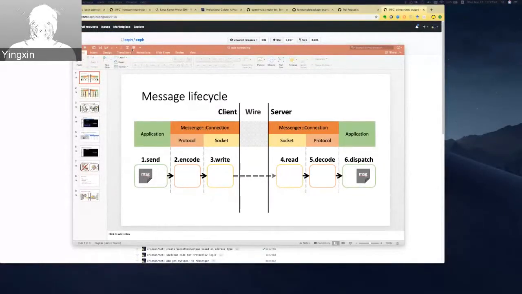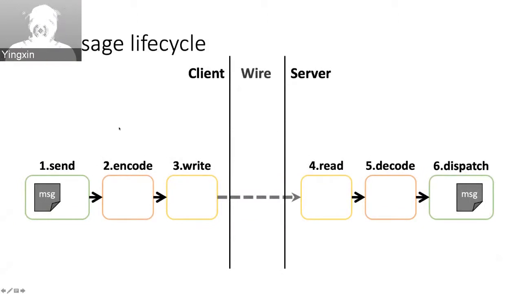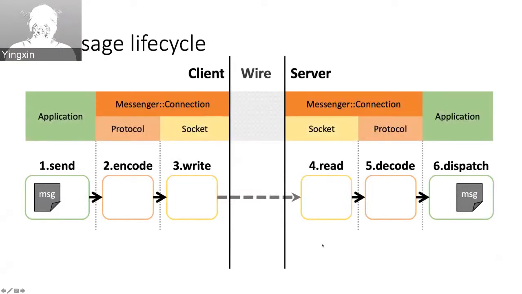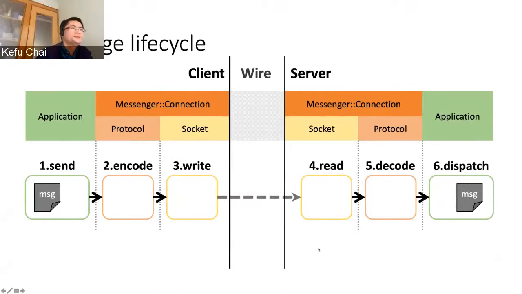I can. Okay, this is pretty much what I'm doing this week, to try to apply the staging optimization to the messenger, especially the decoding phase. So in a very simple illustration, a message will be send, encode, write, read, decode, dispatch. A message will have these 6 tasks in different components. So can you see it? Yes.